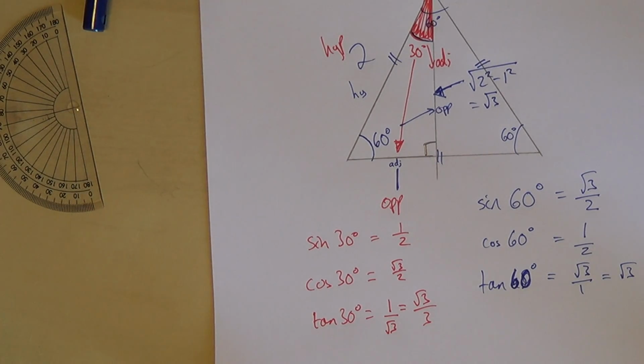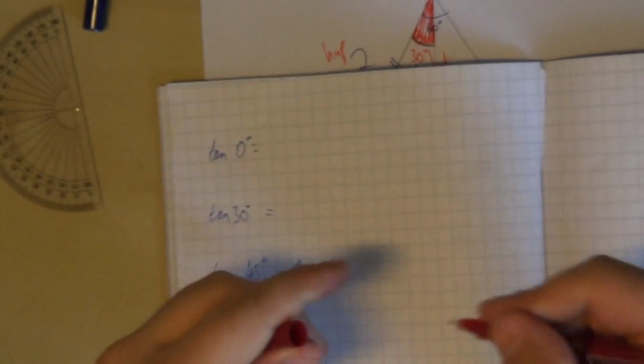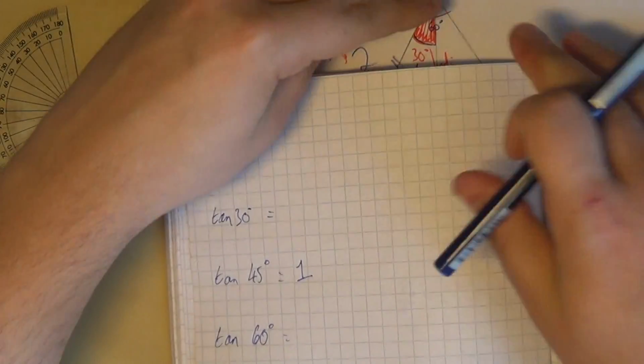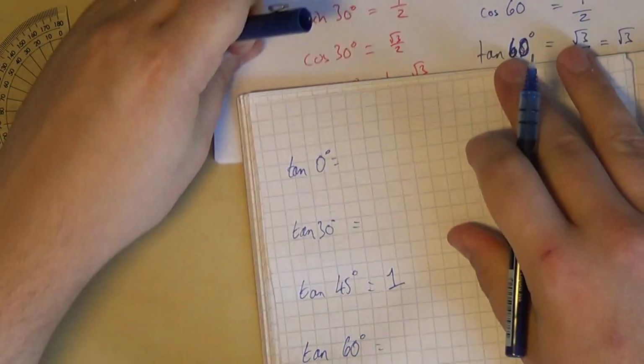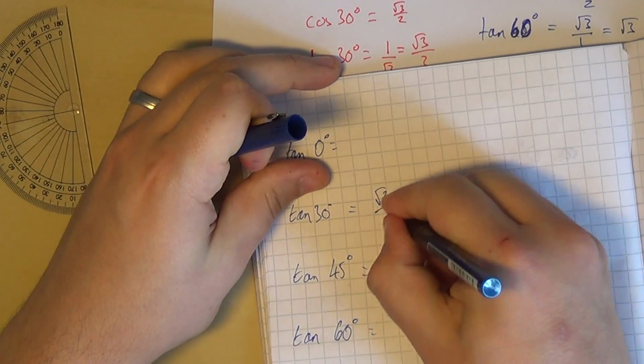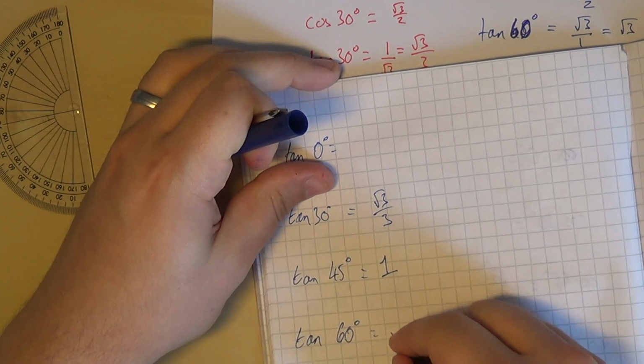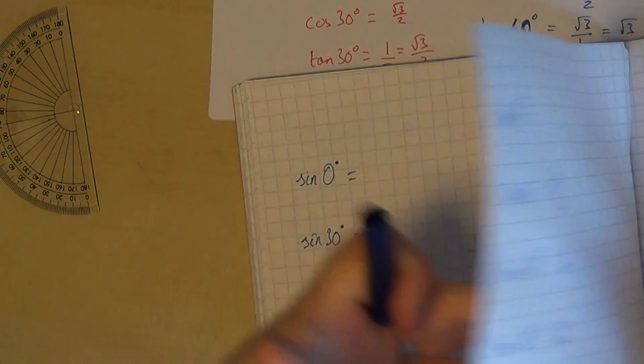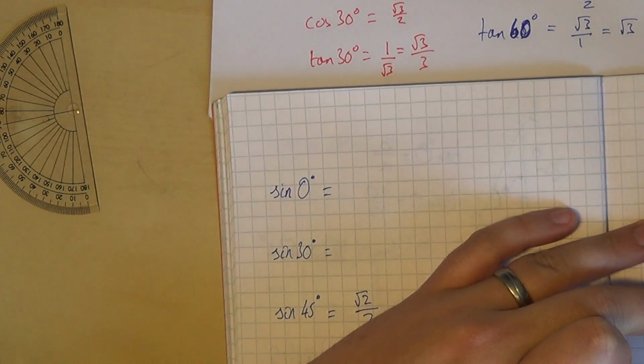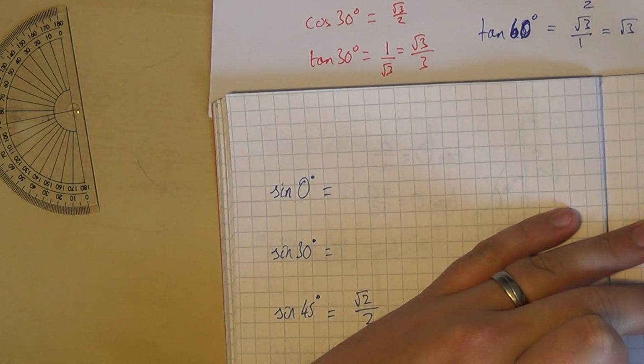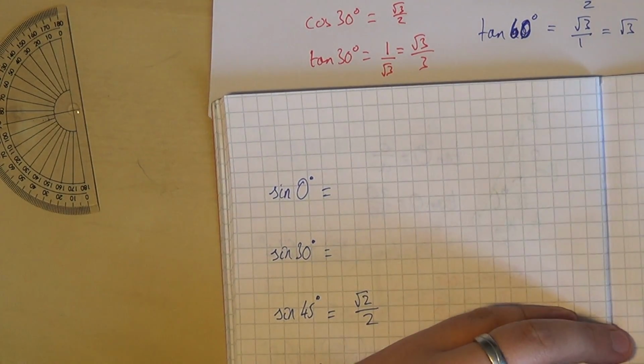Which means we can now fill in some more of these. We've got the 30s and the 60s. So tan 30 is root 3 over 3, and tan 60 is just root 3. The cosine of 30 is root 3 over 2, and the cosine of 60 is just a half.